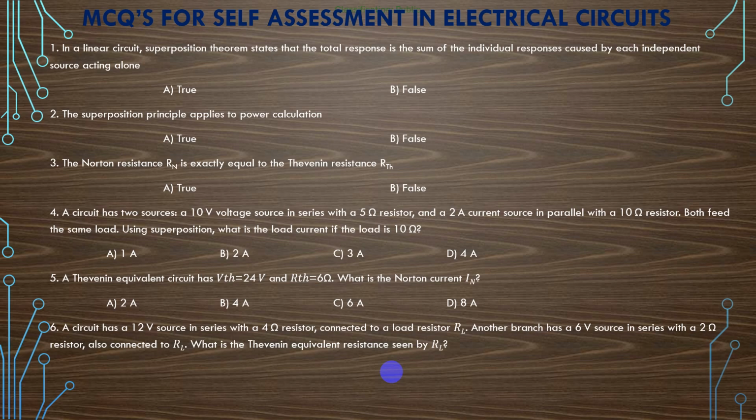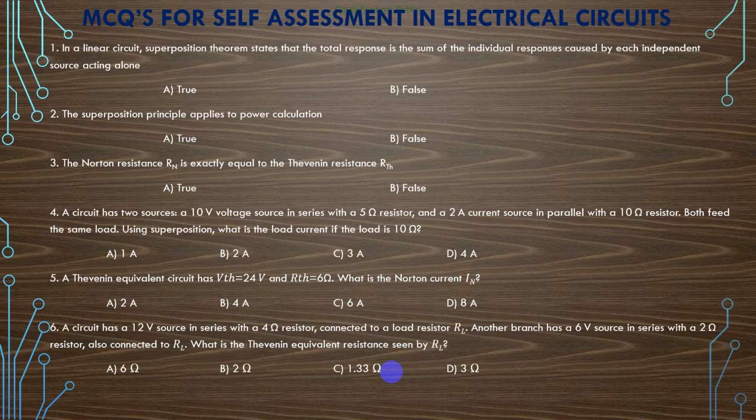On the left-hand side 4 ohms will remain, and on the right-hand side the 6 volts source becomes a short, leaving the 2 ohms resistance in series. So this 4 ohms and these 2 ohms will now be in parallel. Seen from this point, the 4 and 2 are in parallel. That parallel combination is nothing but your Thevenin's resistance.